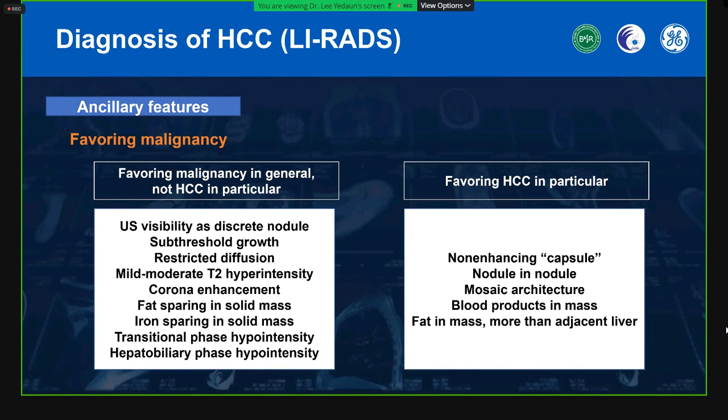Features favoring malignancy in general include US visibility as discrete nodule, subthreshold growth, restricted diffusion, mild to moderate hyperintensity on T2 weighted image, corona enhancement, fat or iron sparing in solid mass, and transitional or hepatobiliary phase hypointensity. Features favoring HCC in particular include non-enhancing capsule, nodule in nodule, mosaic architecture, blood product in mass, and fat in mass more than adjacent liver.